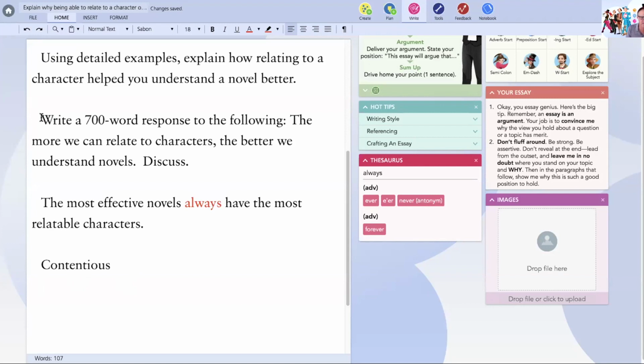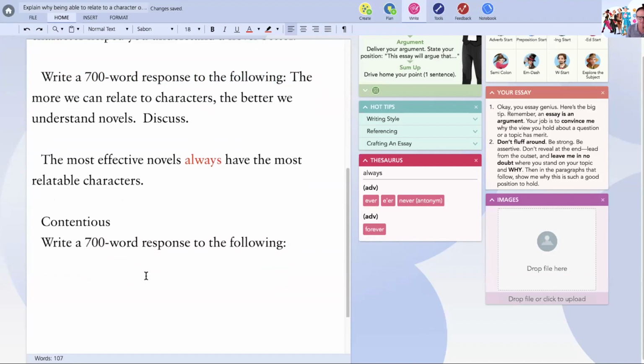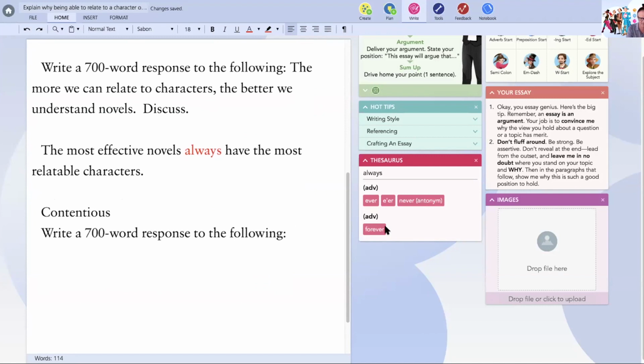I'll just write a copy. Having a relatable character does absolutely nothing to a novel's effectiveness.